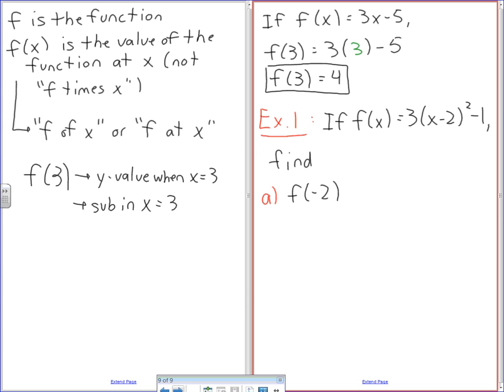F of negative 2. Take a brave soul to tell me what f of negative 2 means. Yeah, go ahead. What is y when x equals negative 2? Very good. So all we're going to do here is sub in everywhere you see an x, a negative 2 into your equation. So f of negative 2 is going to be 3 bracket negative 2 minus 2 squared minus 1. So just think of it like we're doing a table of values. That's all we're doing, just direct substitution.